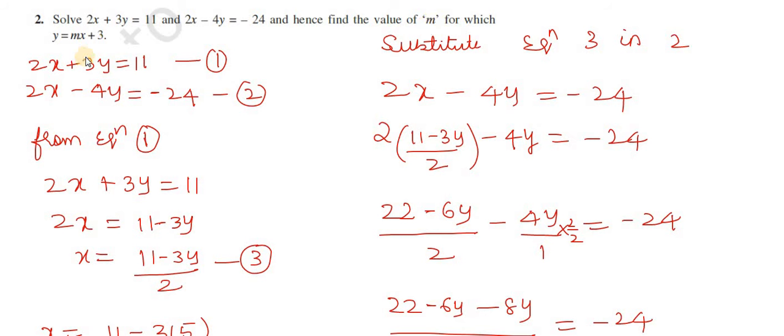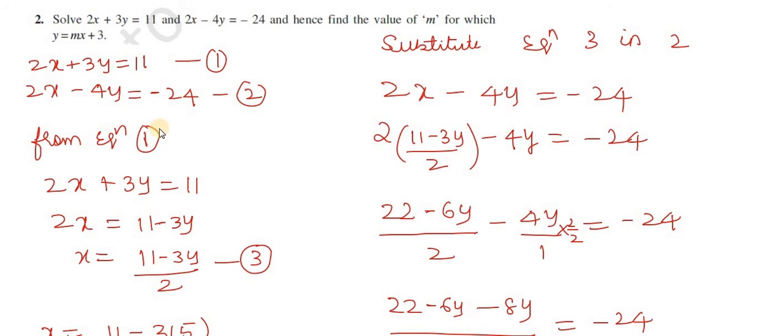It's very simple. Here equation 1 and equation 2 are given. From equation 1 and equation 2, you need to find the x and y values. After finding the x and y values, you need to substitute them in the equation y = mx + 3. If you do that, we'll get the m value that we need to find.